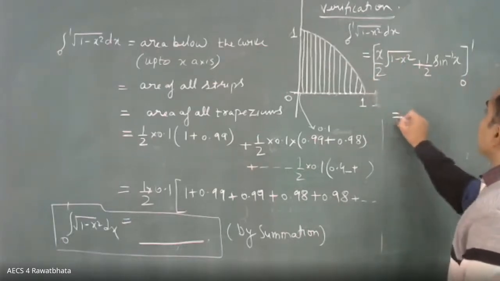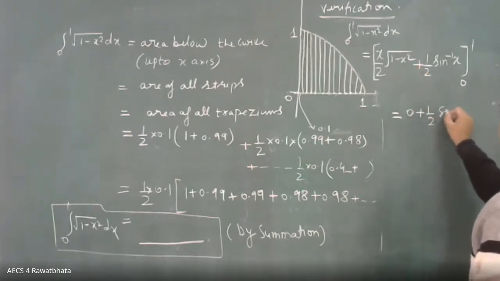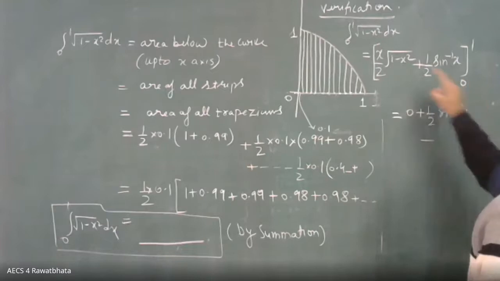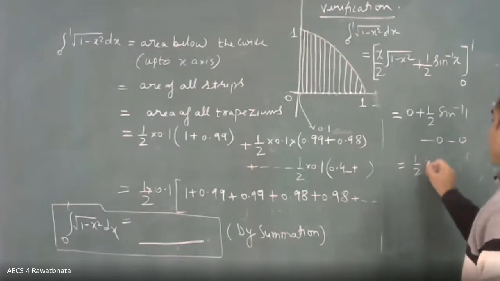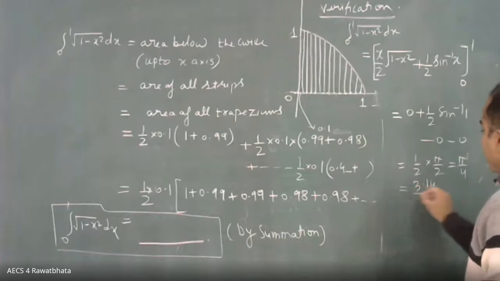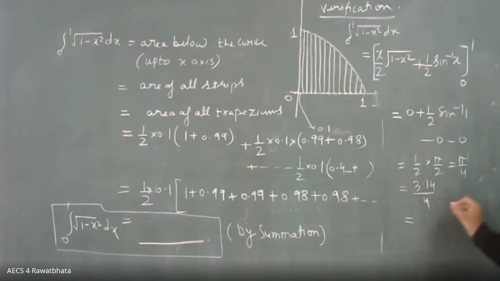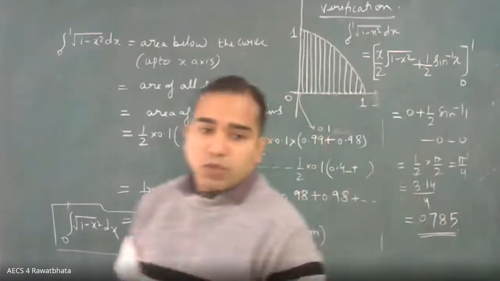Let us put the limit. This is going to be first term 1 by 2 into 1 minus 1 is 0, plus 1 by 2 sin inverse 1 minus 0. If you put this will be 0, minus sin inverse 0 is 0. Half sin inverse 1 is pi by 2, pi by 4. Pi value is 3.14 upon 4. If you divide, you'll get 0.785. So this also nearby only you should get.